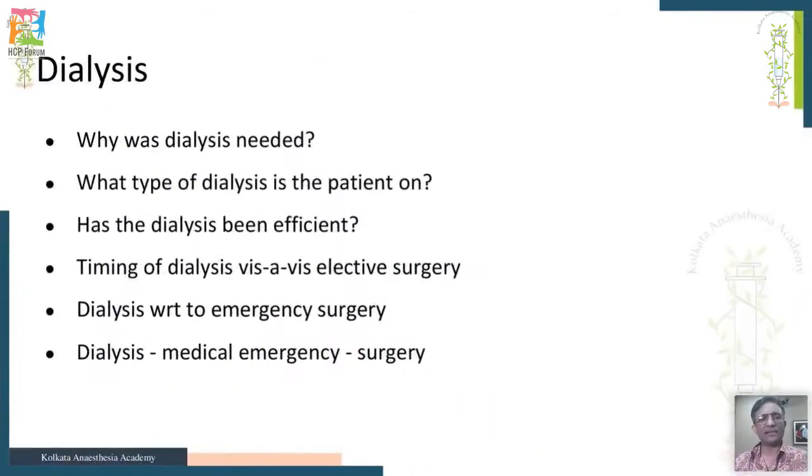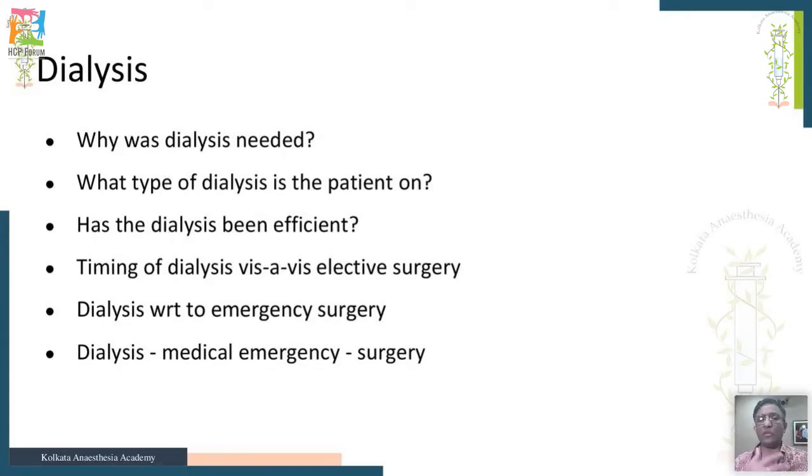So coming to dialysis, this is something of an approach that I have developed, or rather we have developed in our institution. First is, why was the dialysis needed? What is the type of dialysis the person is on? Has the dialysis been efficient? What markers am I looking at? And then this part, the last three, becomes very crucial: the timing of dialysis. If it is an elective surgery, when should ideally the dialysis be done? If it is an emergency surgery, do you still have the time to do the dialysis? Or has the dialysis been done and then subsequently the person needs to be wheeled into the operating room?